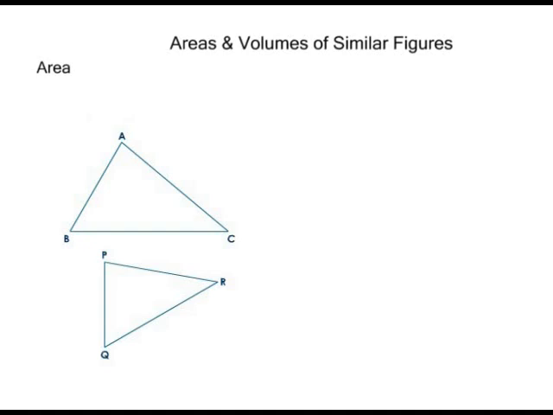Next, areas and volumes of similar shapes. Let's go back to our triangle. If triangle ABC is similar to triangle PQR, then not only are the corresponding sides proportional, but the areas too are proportional. We've said that AB over PQ is equal to BC over QR, is equal to AC over PR, and is equal to the scale factor. This scale factor is known as the linear scale factor. If we square the linear scale factor, we get the area scale factor. The area scale factor is the ratio of the areas of the two triangles.